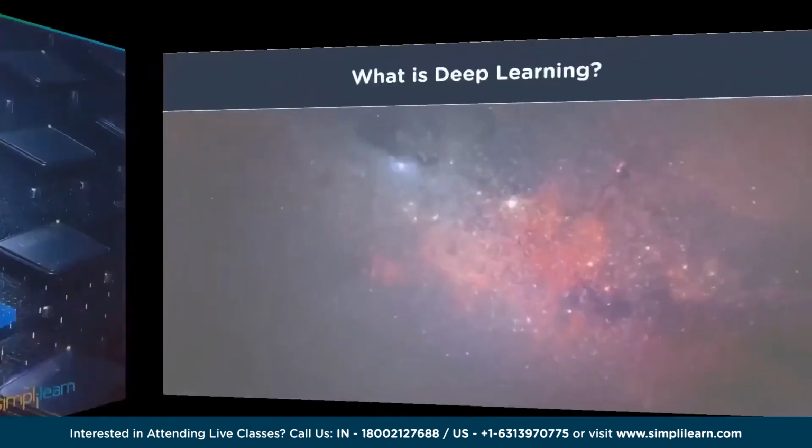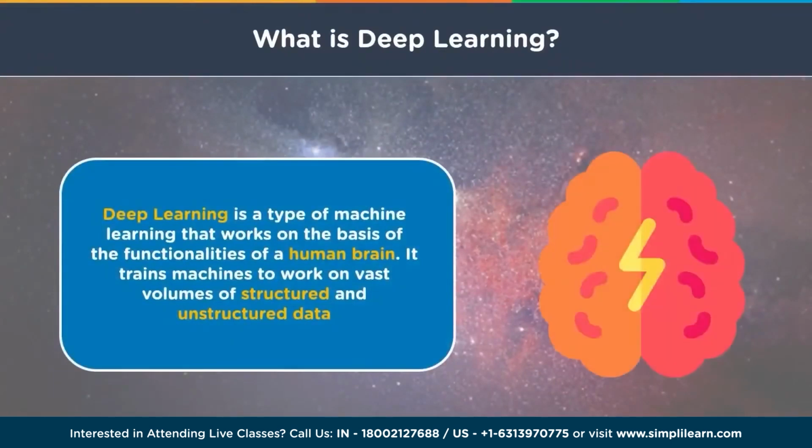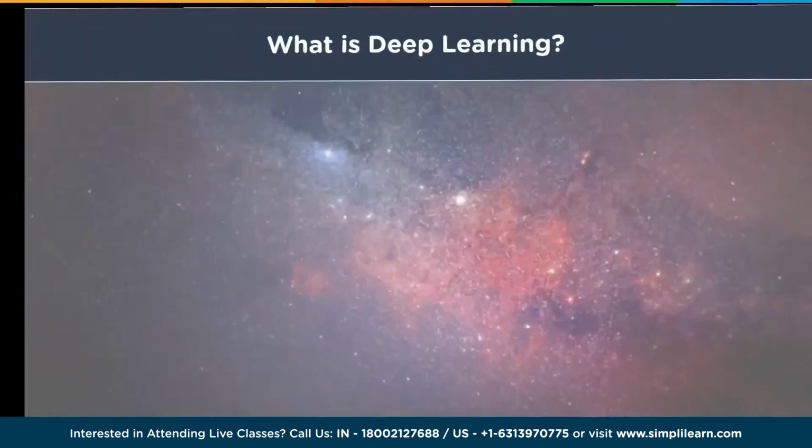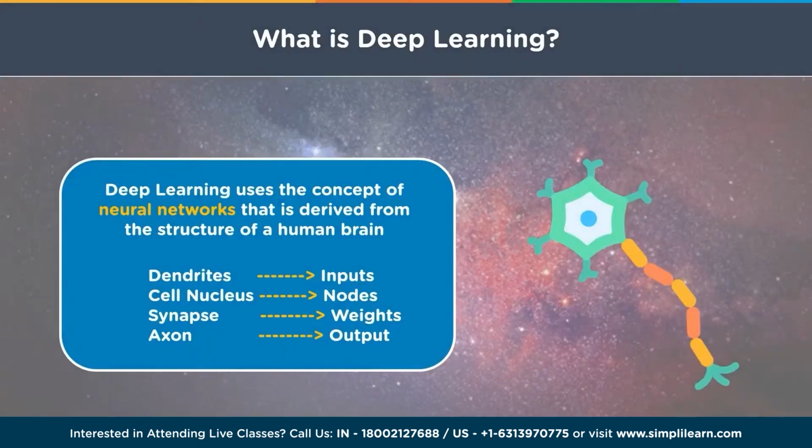What is deep learning? Deep learning is a type of machine learning that works on the basis of functionalities of the human brain. It trains machines to work on vast volumes of structured and unstructured data. Deep learning uses the concept of neural networks that is derived from the structure of a human brain. And if you've ever seen images of a human brain network, you have dendrites, inputs. You have the cell, which is a nucleus, as your nodes. You have synapses, which create weights, and an axon, which creates an output.